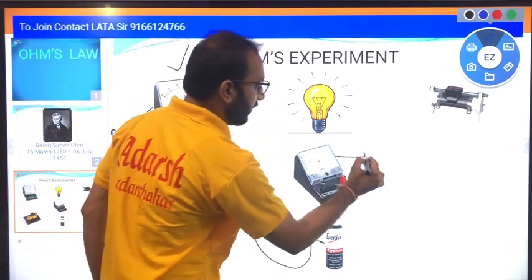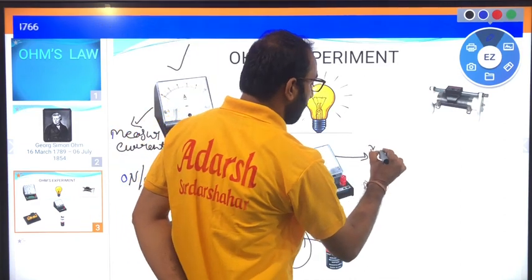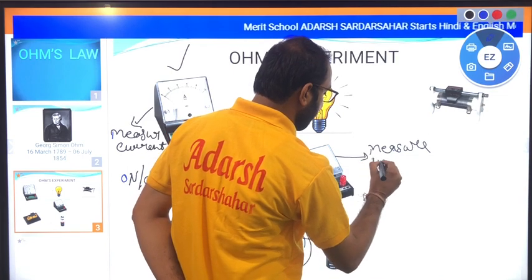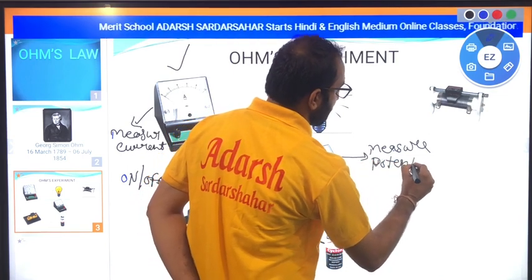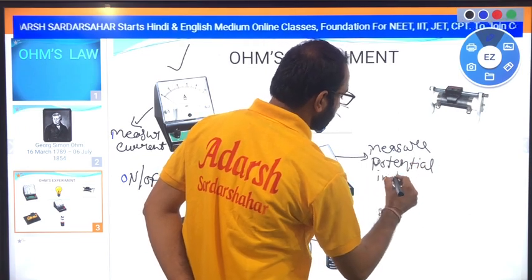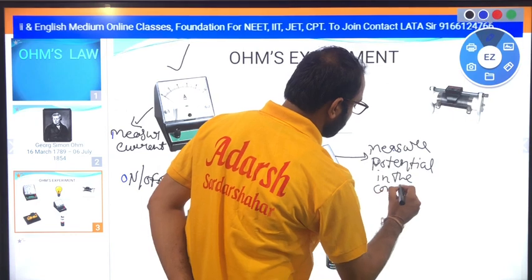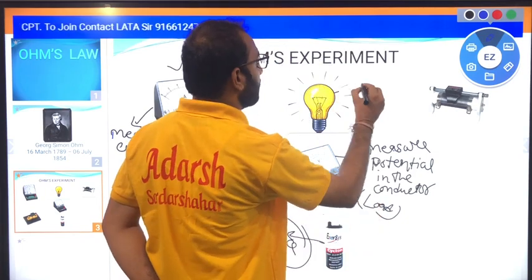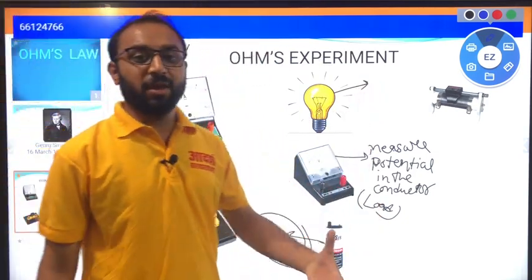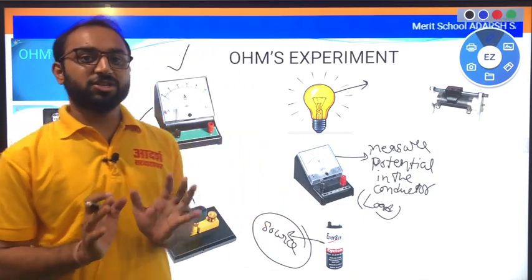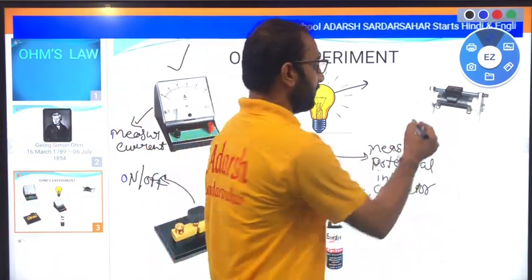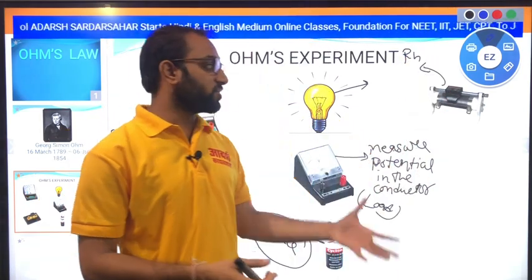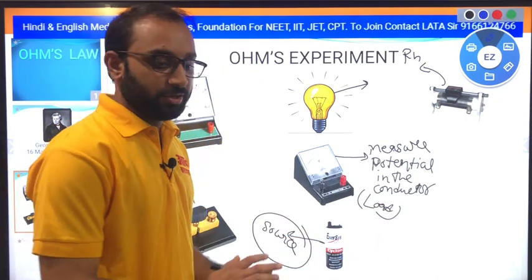What is the voltmeter? This one is an image of a voltmeter. What is its use? To measure potential in the conductor or load. And what is load? This one is load. Load is a different type, an energy consumer, and it is called load. And what is this one? This one is a rheostat, represented by Rh. What is the use of a rheostat? It provides variation in potential and current.